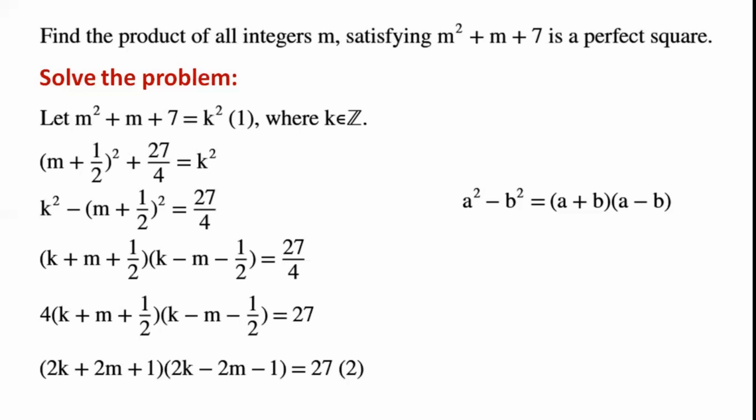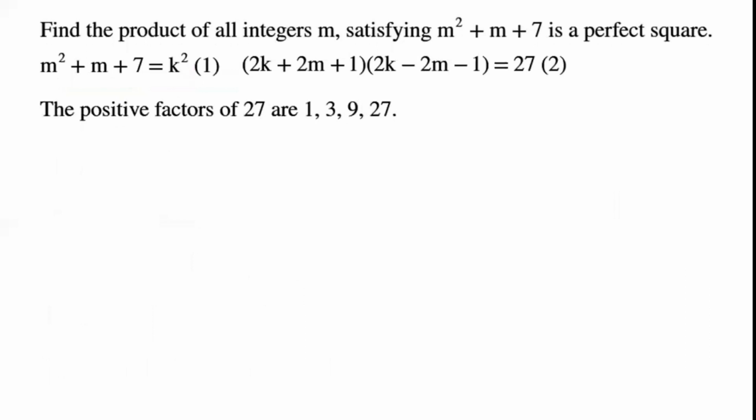4 can be written as a product of primes, 2 times 2. 2 times (k plus m plus a half) can be written as 2k plus 2m plus 1. 2 times (k minus m minus a half) can be written as 2k minus 2m minus 1.